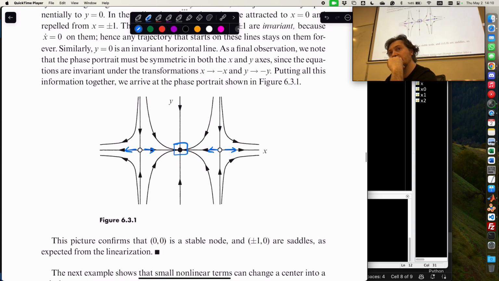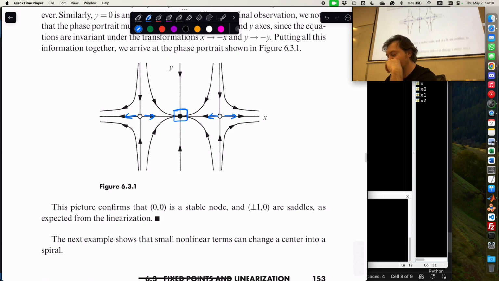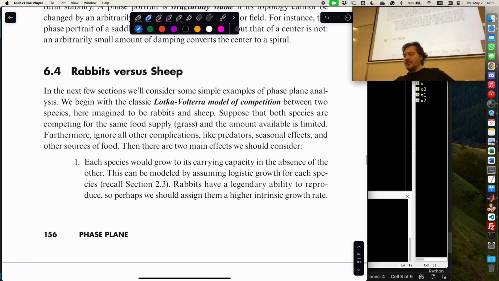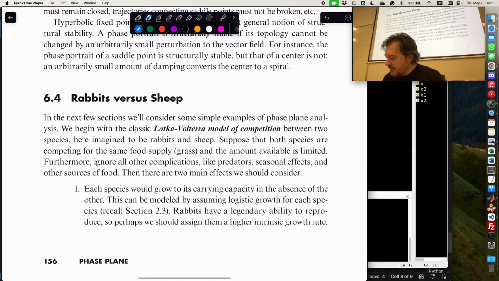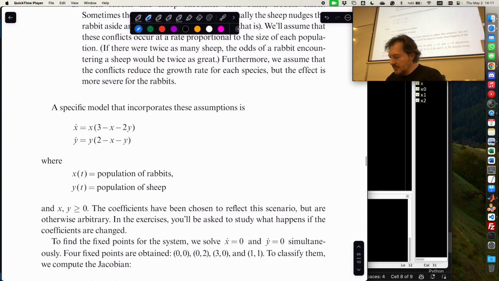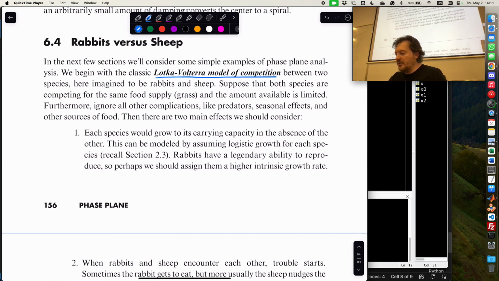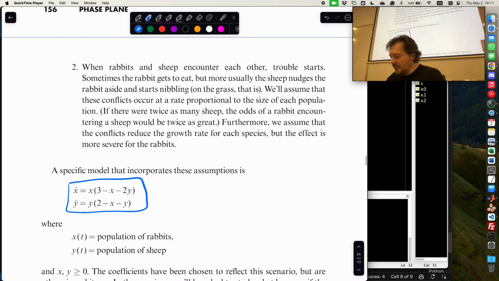Are we going too quickly? No. That's the correct answer. Okay. Rabbit versus sheep. This is a typical classic Lotka-Volterra model of competition. This is how it is given. So let's read this. Each species would grow to its carrying capacity in the absence of the other. This can be modeled by assuming logistic growth for each species. You remember the logistic equation. So for each species, you can see there is a logistic part, right?